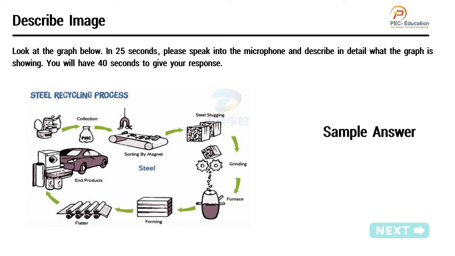This flowchart illustrates the steel recycling process. Different kinds of steel products are collected at first. Then those are sorted by using a magnet. Then steel shredding is done, followed by grinding.